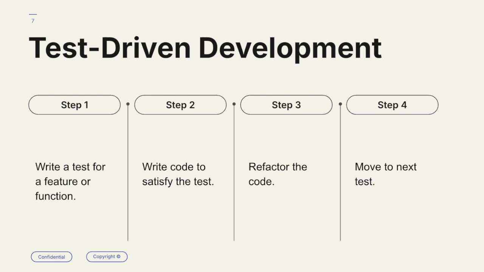Here's how it works. First, you write a test for a feature or function you need to implement. This test starts off as a failing test because, well, the code doesn't exist yet. Next, you write just enough code to make that test pass. You're not aiming for perfection here, just functionality.